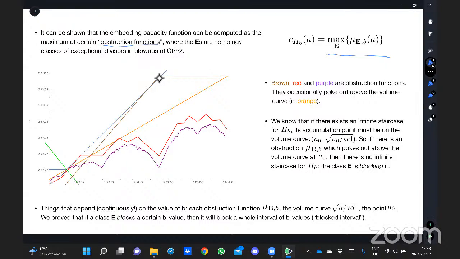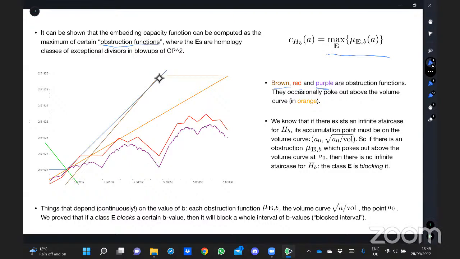So I have here a pretty busy graph. Brown, red, and purple are obstruction functions. They look piecewise linear, and they get squigglier and squigglier. They're indexed by a number. Brown is the lowest number, then red is higher, and then purple is even higher. And these obstruction functions occasionally poke out above the volume curve. In this case, the volume curve is orange. It doesn't look very curvy because I'm very zoomed in, but it is.